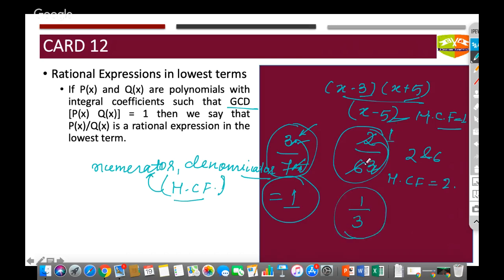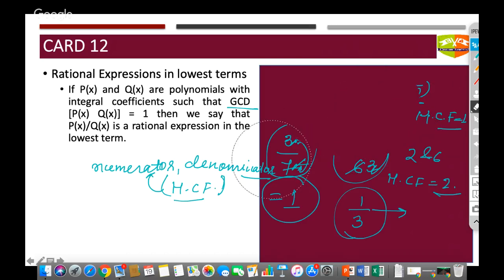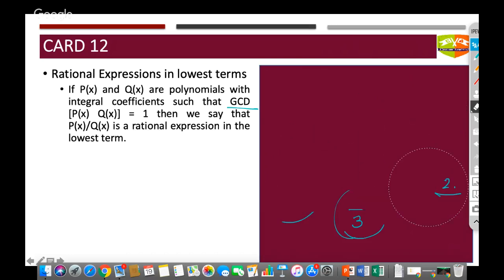So if you divide the numerator and denominator by the HCF, it converts into the simplest form. That is what we have to take care of when we are finding out whether any particular rational expression is in its simplest form or lowest form or not.